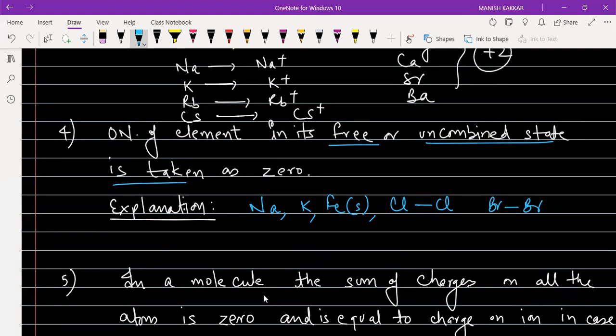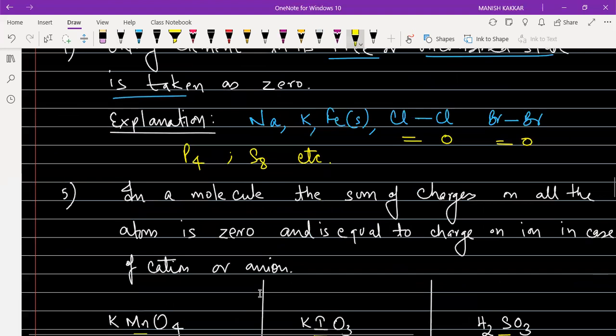अगर मैं मॉलिक्यूल कंसिडर करूं Cl2, if I consider a molecule Br2, क्लोरीन मॉलिक्यूल में जो दोनों क्लोरीन एटम्स प्रेजेंट हैं उनमें कोई इलेक्ट्रोनेगेटिविटी का अंतर नहीं है, तो डेफिनेटली नो चार्जेस विल बी अपीयरिंग ओवर हियर एंड द स्टेट इज 0. सिमिलरली P4, S8 etc, all these are the examples in which the state of the element will be taken as 0.